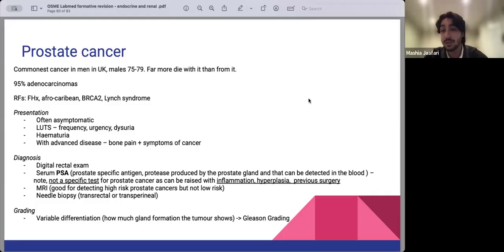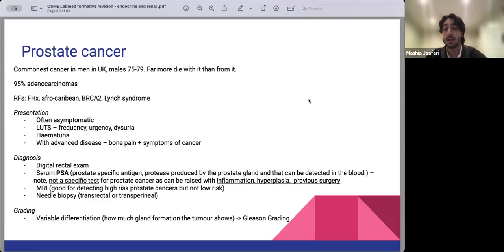It's almost always an adenocarcinoma. Remember, the prostate is a gland, it's very glandular. So adenocarcinoma is very common. You will almost never see a squamous cell carcinoma of the prostate. Again, I'm pretty sure that's a question that can come up. They ask you what is least likely to be the cause of the cancer in the prostate, and squamous cell will be the answer.